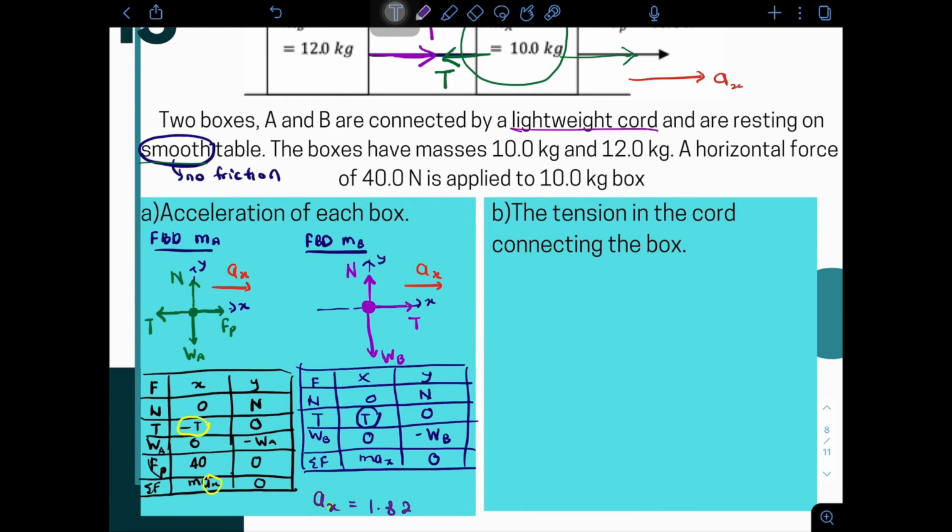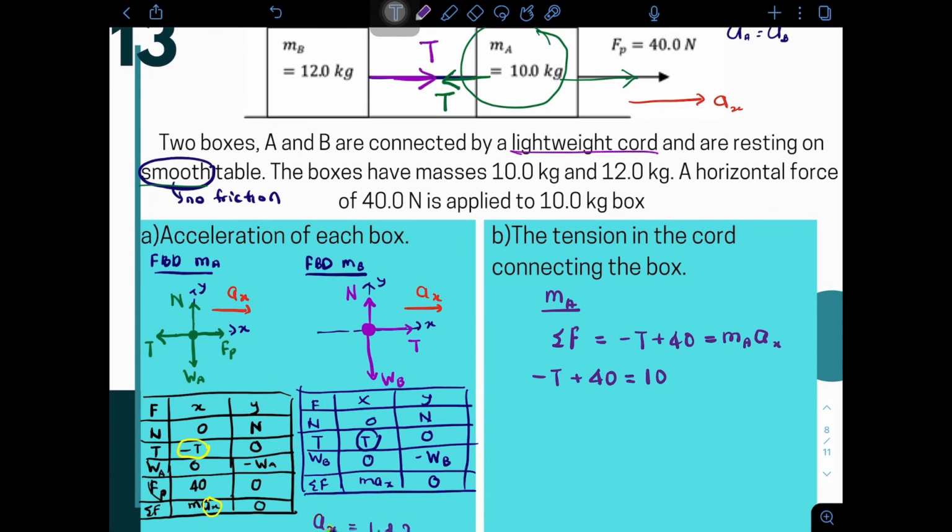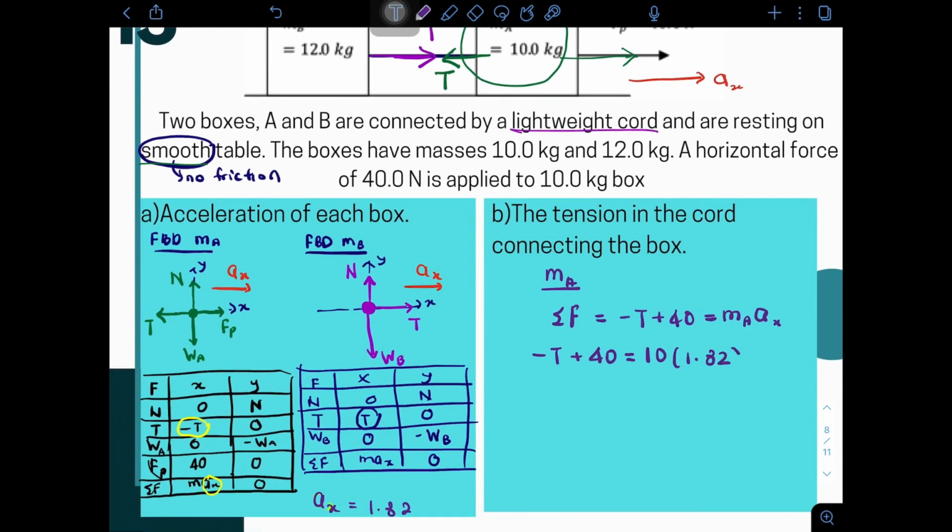Okay, so to find the tension in the cord connecting to the box, we only need to take any equation from any table that has tension. So let's say I am using the mass A. So total F equals negative T plus 4T equals max. And then we want to find the tension value: T plus 4T equals mass A, which is 10 kg, times ax, which is 1.82 meter per second squared. So rearrange, you will get your tension is 21.8 Newton.